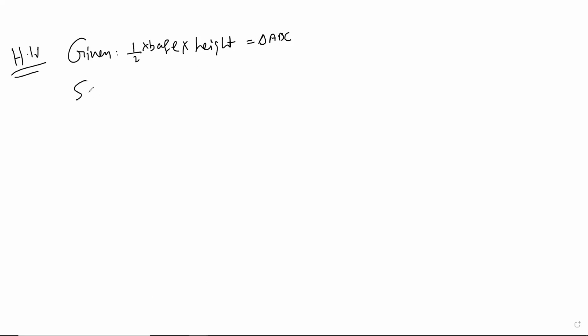So then maybe let me ask you this question. This is a very simple question, and this is a homework. Given that half into base into height is the area of a triangle, and you understand what the base and the height means here, given this, prove the formula for area of trapezium.